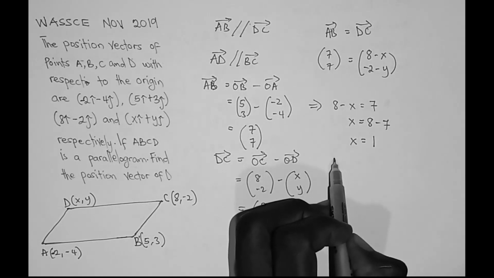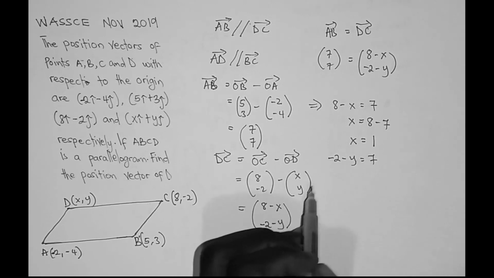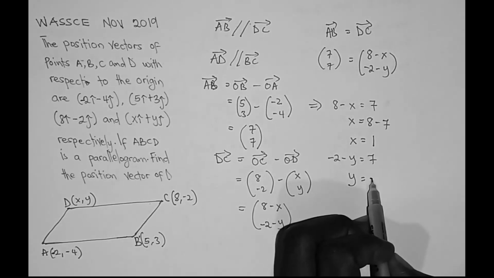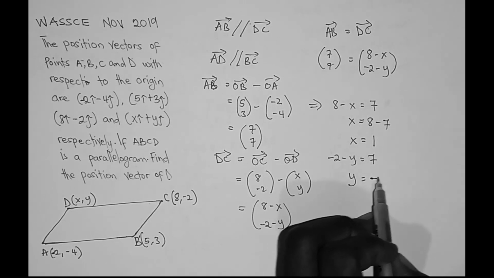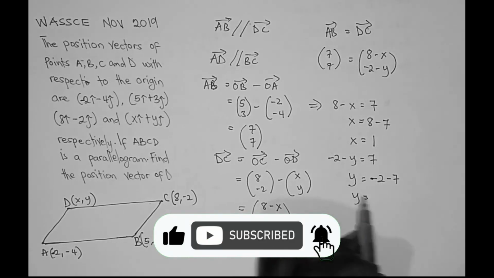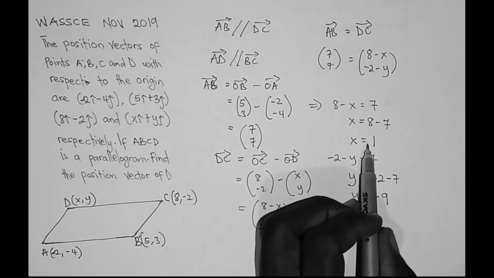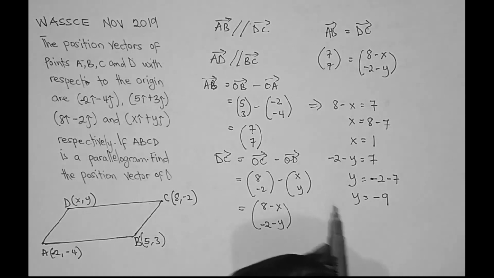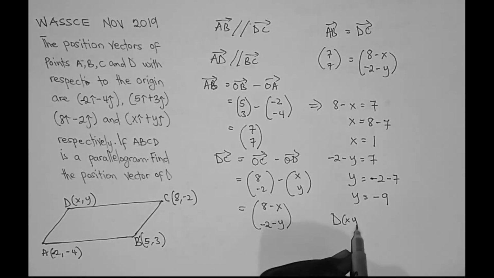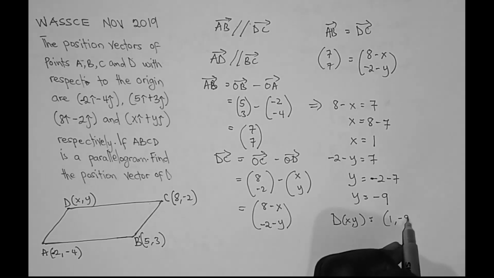And minus 2 minus y is equal to 7. So y is equal to minus 2 minus 7. Therefore, y is equal to minus 9. So the x value is 1 and the y value is minus 9. And therefore, D of x, y is equal to 1, minus 9.